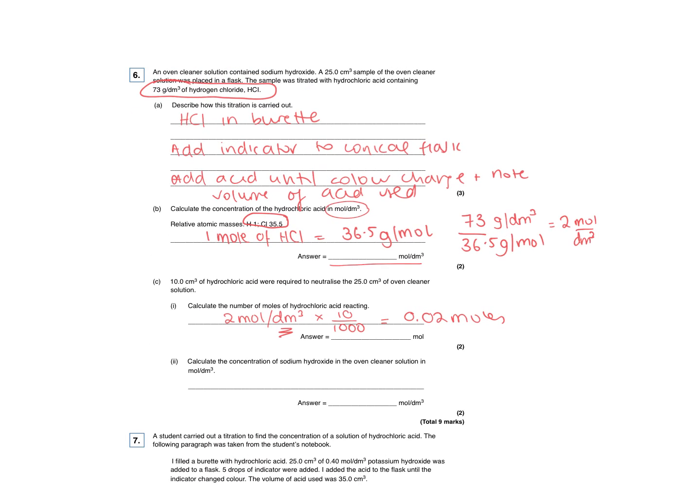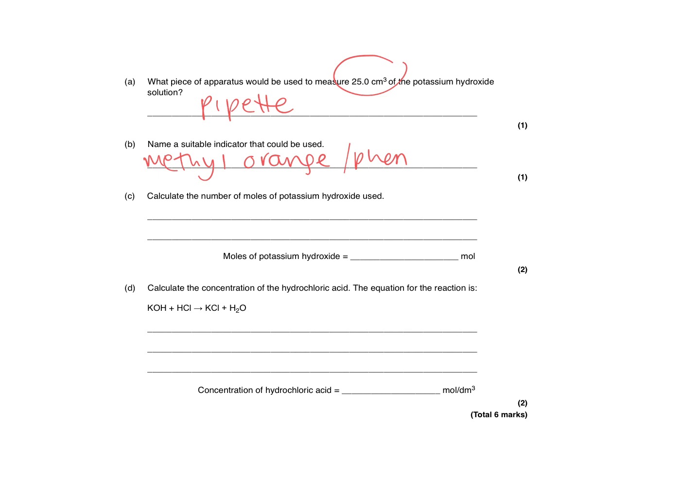Now the next thing is calculate the concentration of sodium hydroxide in the oven cleaner in moles per dm cubed. So if we have 0.0, and this will give us our value. Sorry, I'm not too sure what recorded.